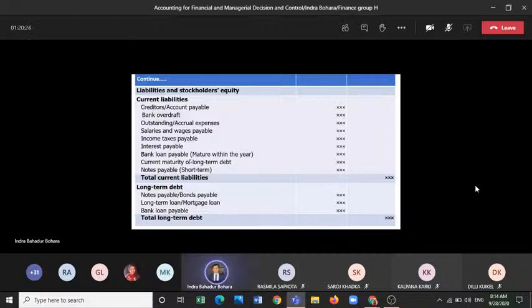Is it short term or not? It is short term. So you should keep it under the current liabilities heading. Even the long term owed is written.